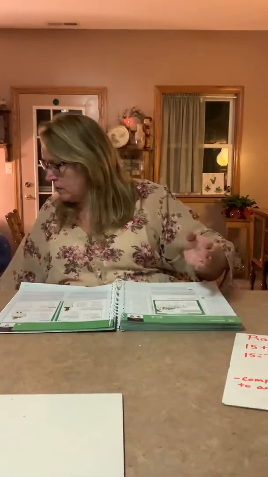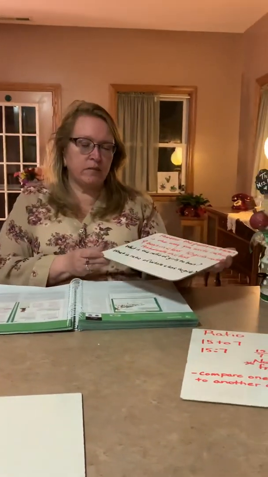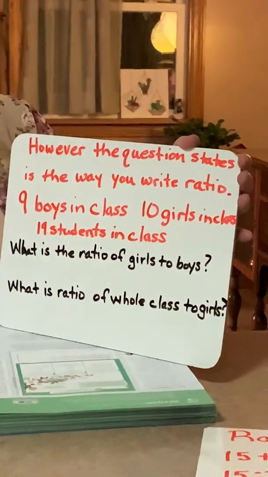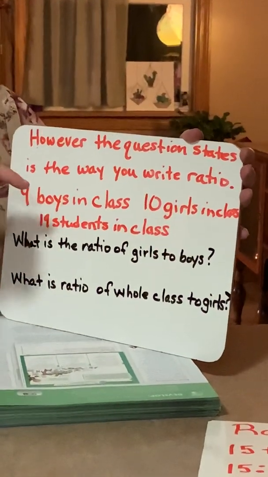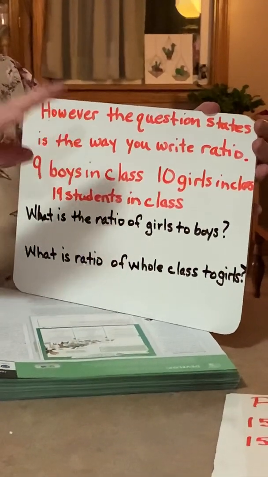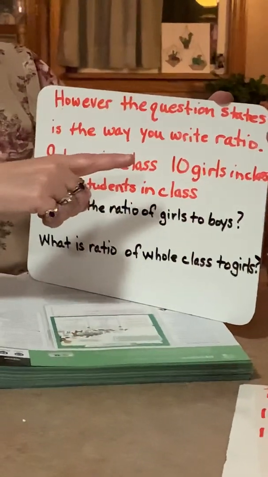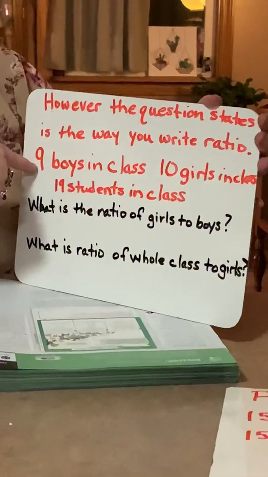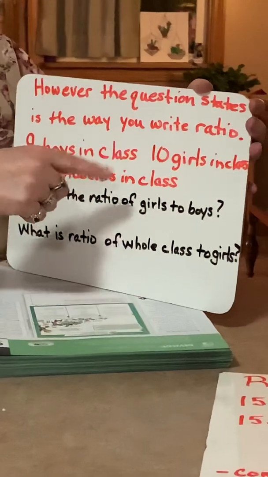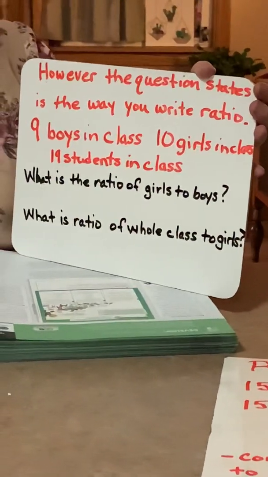When you have a ratio, you're going to be given some information and then asked to find ratios. However the question states the wording is the way that you write your ratio. So if I tell you that there are 9 boys in a class, there are 10 girls in the class, and there are 19 students in that class, that's the information you're given.